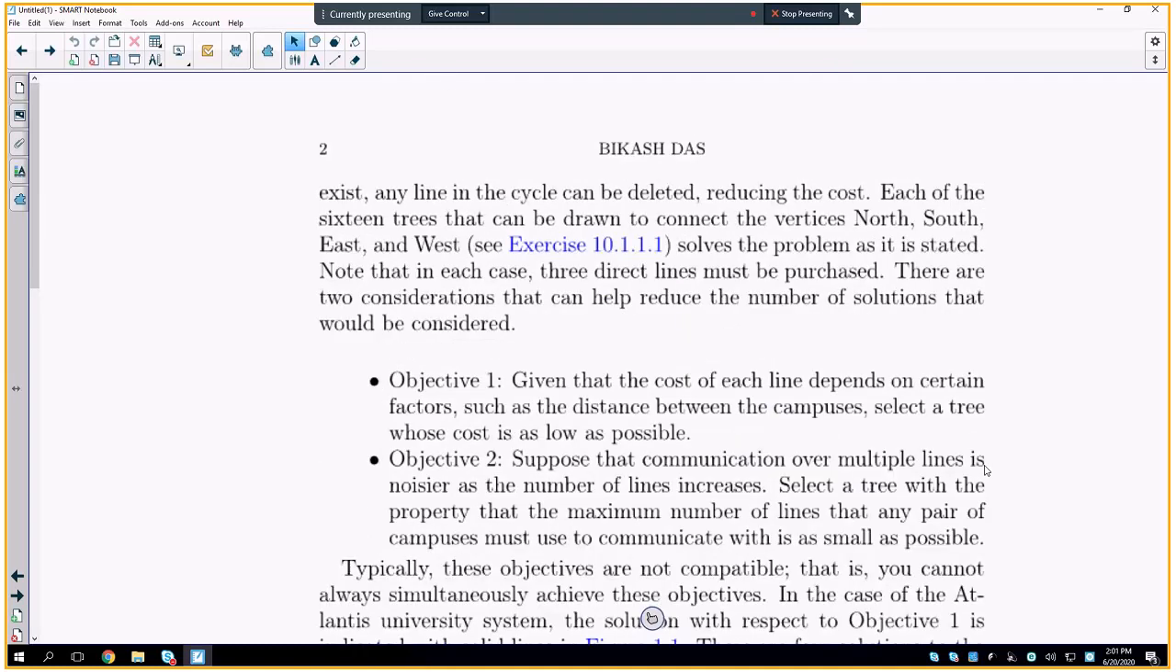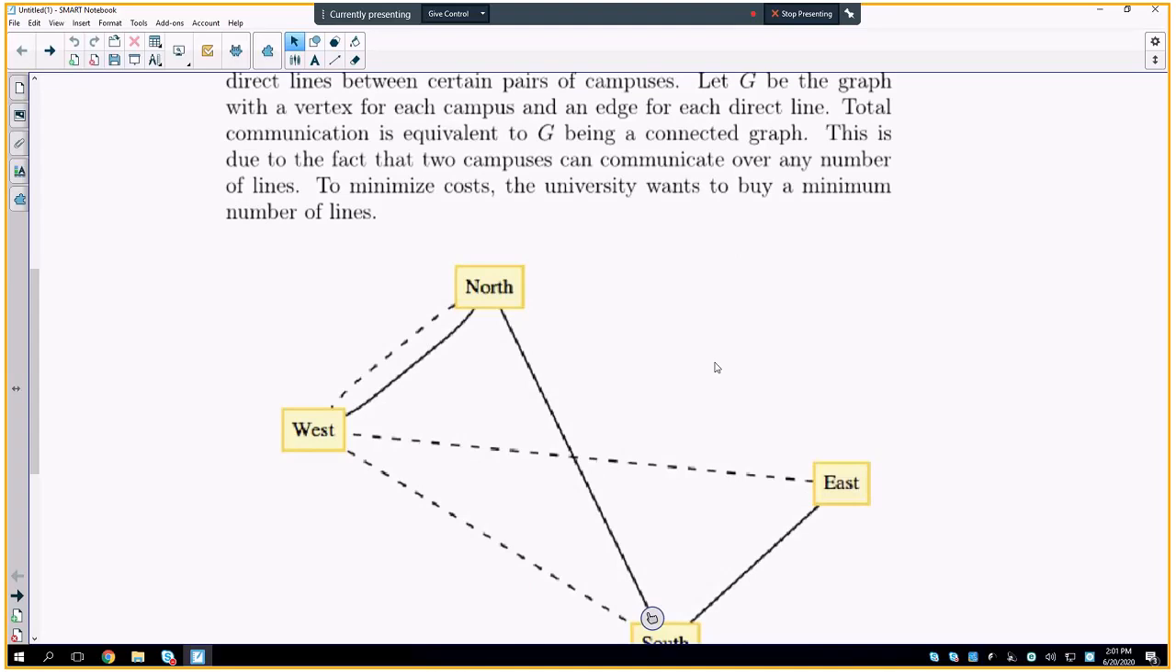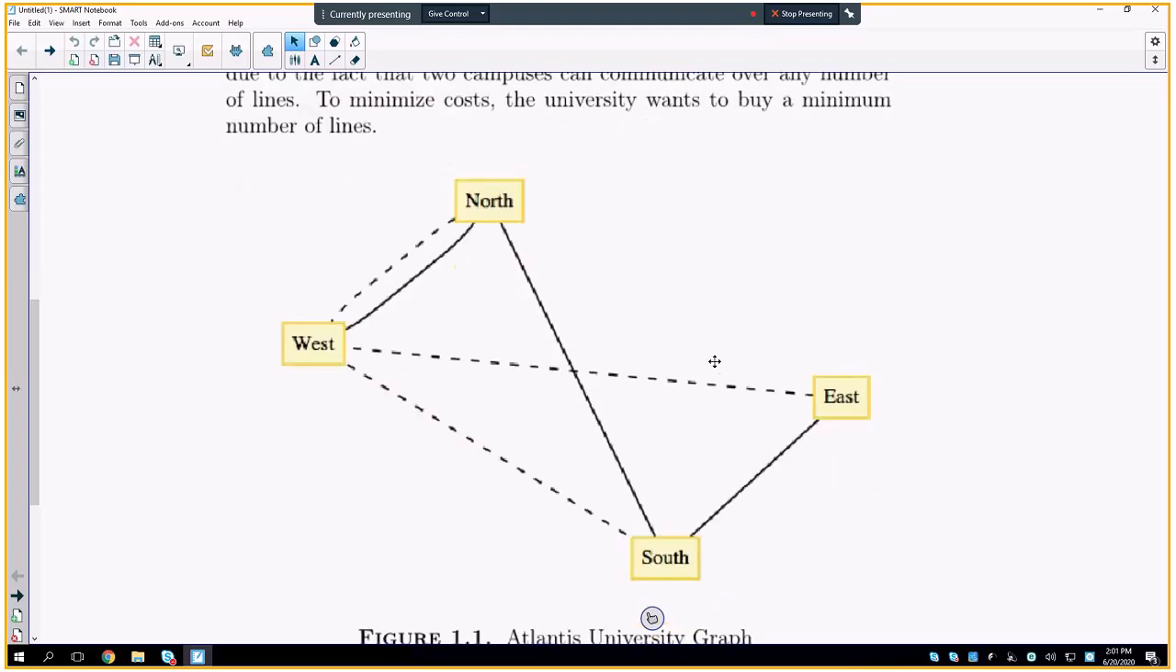So let's go back to the picture one more time. The solid line represents west to north to south to east, whereas the dotted lines represent west to north, west to south, and west to east. In the first situation, both intermediate vertices, north and south, have degree 2, and west and east have degree 1, whereas in the second situation, west has degree 3 and north, south, and east campuses all are of degree 1.